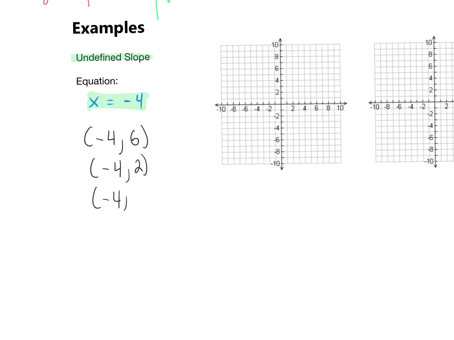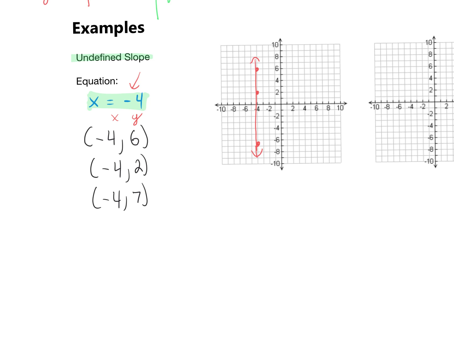And let's do a third one. Go ahead, Stella. 7. So you could come up with whatever you want for y, right? All we need to know is that the x must equal -4. So let's graph those 3 we came up with. -4, 6. -4, 2, -4, -7. And let's connect them to make our linear function, our line.